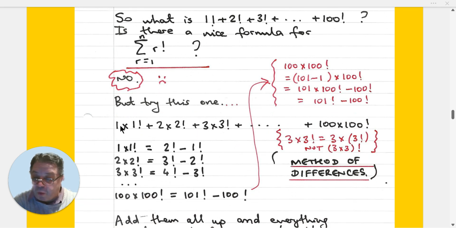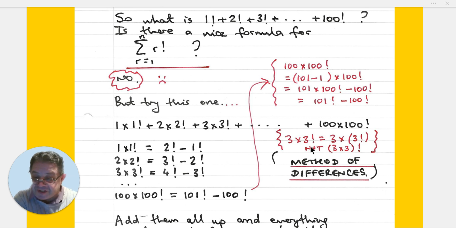If instead we want 1 times 1 factorial, add 2 times 2 factorial, add 3 times 3 factorial, up to 100 times 100 factorial, there's a nice neat way of doing this, which is called the method of differences. Just note how BIDMAS applies to factorials. 3 times 3 factorial means 3 times 3 factorial. It doesn't mean 3 3's factorialed.